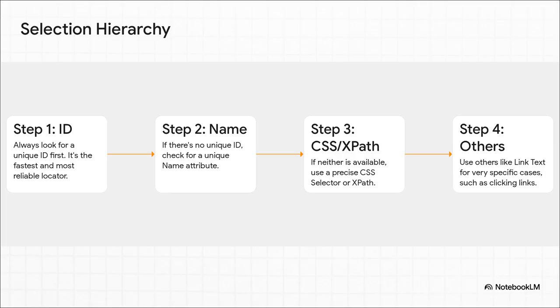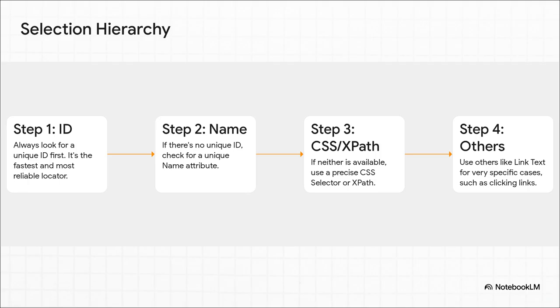And here is that very strategy. It's a simple pecking order. Rule number 1, always, and I mean always, look for a unique ID first. It is the fastest and most reliable locator, period. If you can't find one, your next step is to check for a unique name attribute.